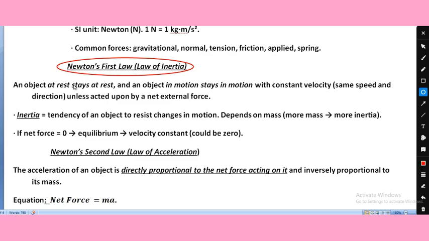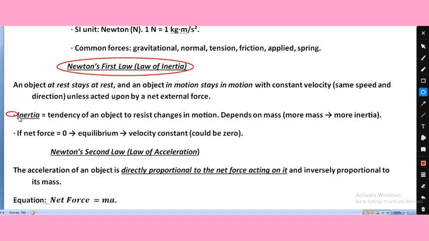Newton's first law states that an object at rest stays at rest, and an object in motion stays in motion with a constant velocity, the same speed in the same direction, unless acted upon by an external force. Meaning that a given object starts moving or changes its direction only if an external force is exerted; otherwise the object moves in the same direction with the same speed.